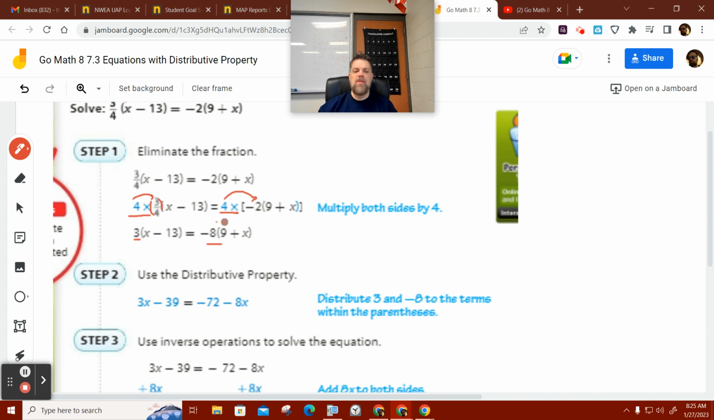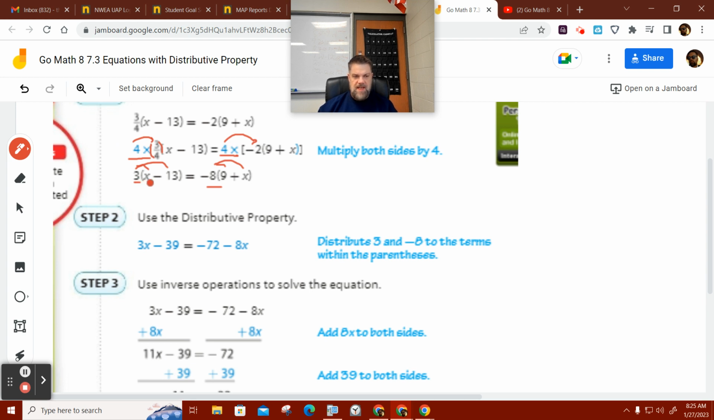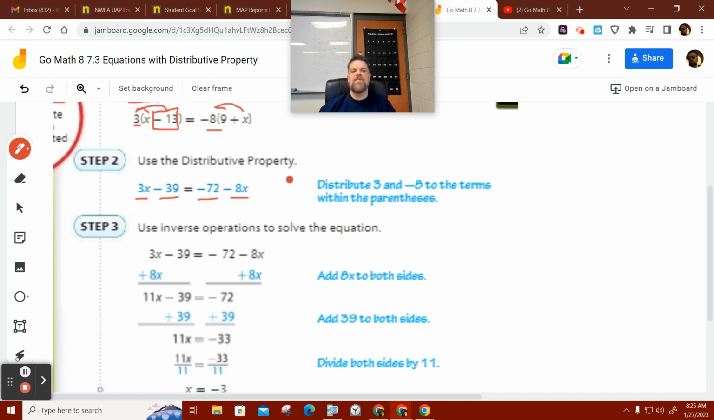Because now you're going to use the distributive property on the right-hand side. Multiply that negative 8 through the parentheses. And over here, same thing. You're going to multiply that 3 through the parentheses. What's 3 times x? 3x. What's 3 times negative 13? Negative 39. What's negative 8 times 9? Negative 72. And what's negative 8 times x? Negative 8x.